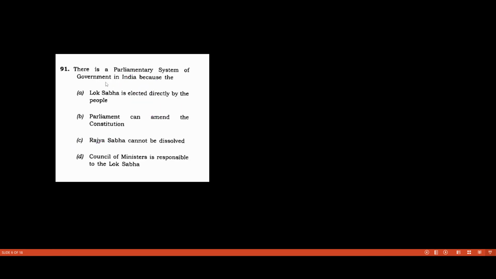Now see again this question. There is a parliamentary system of government in India, because now if you see all these statements are correct. All right, all these statements are correct in themselves, but do they cater to the question? All right. So since the question asks about the parliamentary system, Rajya Sabha cannot be dissolved.